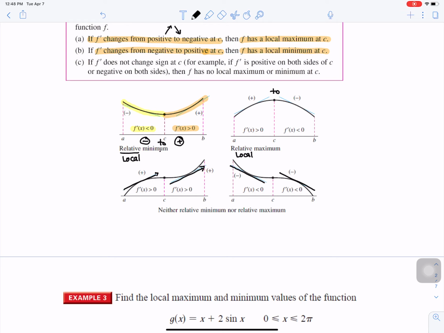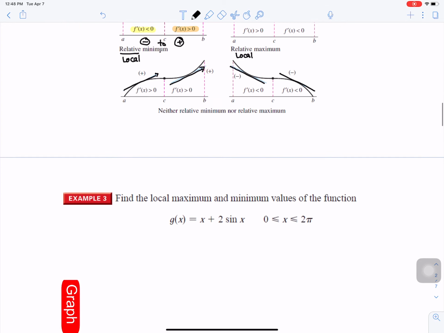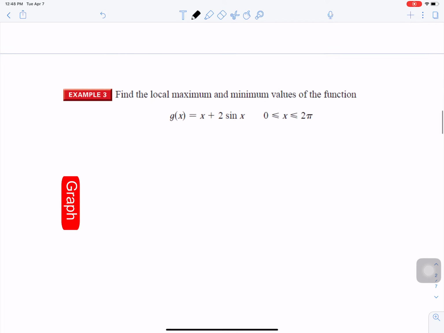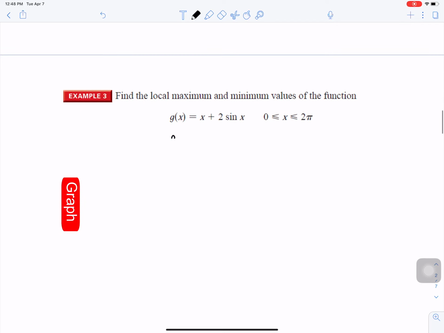So in a given question, I would say, here's a function. Find me where the function is increasing and decreasing and whether the function has local maxes or mins at certain x coordinates. So here, find the local max and minimum values of the function. So it requires us to take a derivative.